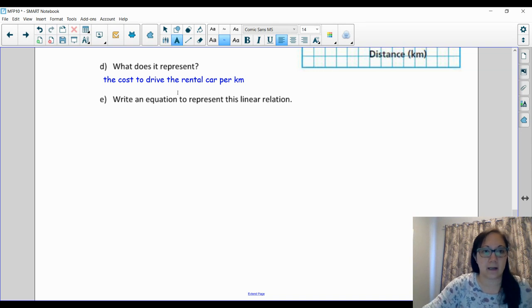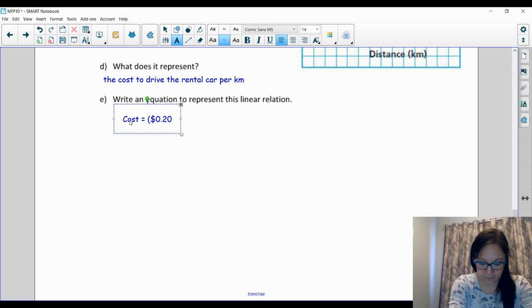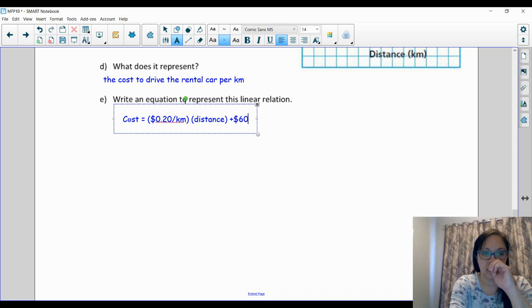So this time, actually I'll type to begin with. The cost is equal to 20 cents or $0.20 per kilometer times the distance plus the base cost, which was $60. And again, if you were writing this just kind of simplified and without units and just looking at the number pieces and the letter pieces, this would be C equals 20D plus 60.